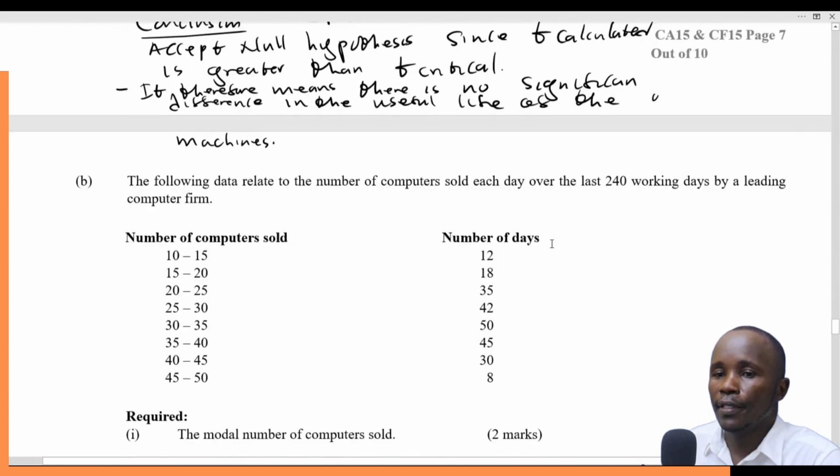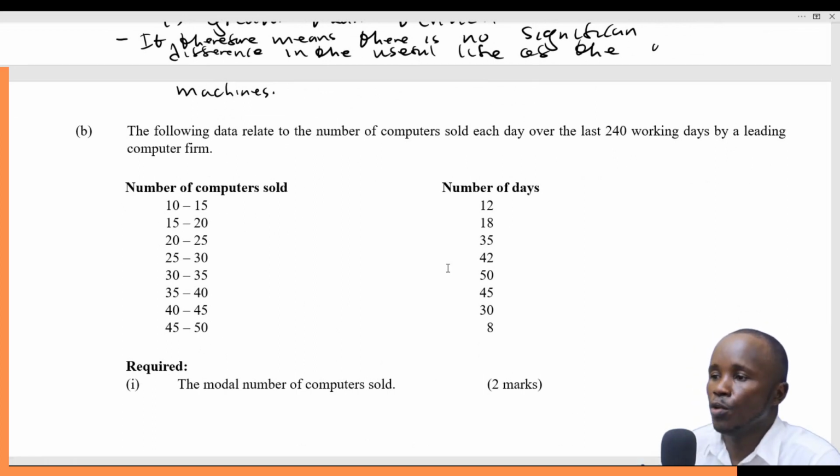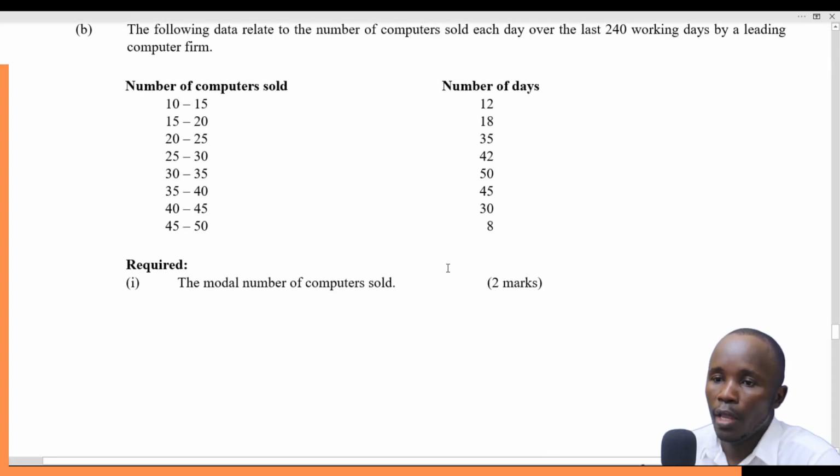We move on. The next part, you're told that the following data relates to the number of computers sold each day over the last 240 working days by a leading firm. Now, you are required to determine the modal number of computers sold. Mode.